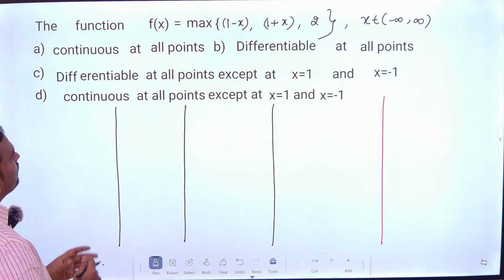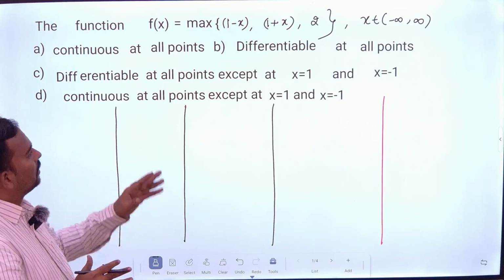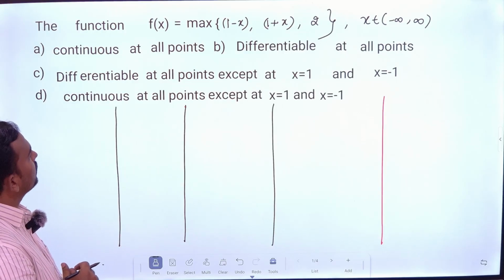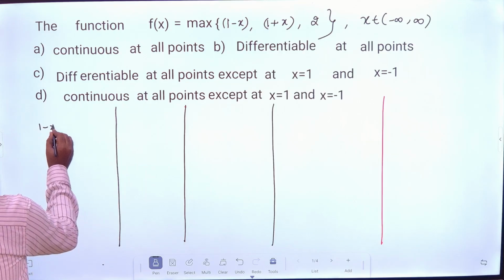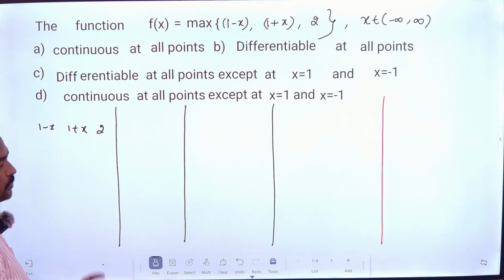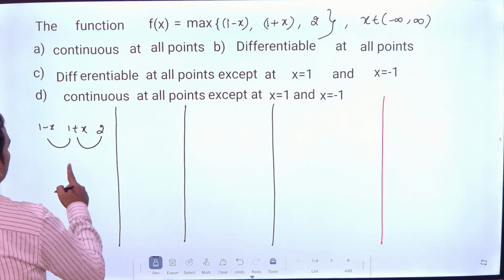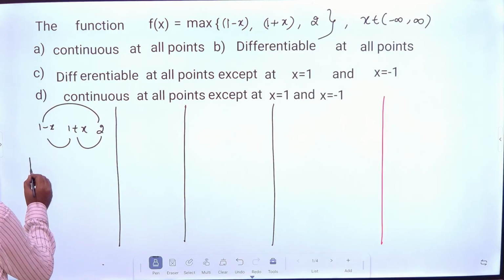First, let us understand that the difficulty students face here is how to plot the graph. First understand through the graph. So what you can do is take 1 minus x, 1 plus x and 2, and first find out where these graphs are intersecting. Take the combinations of 1 minus x, 1 plus x and 2, first with last.